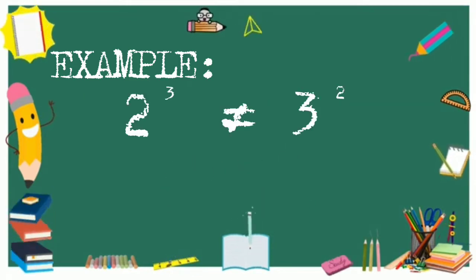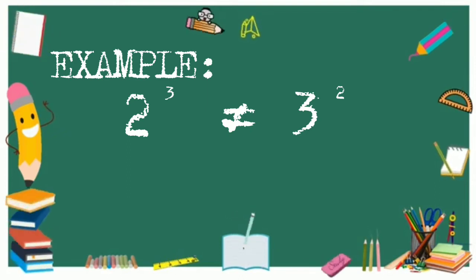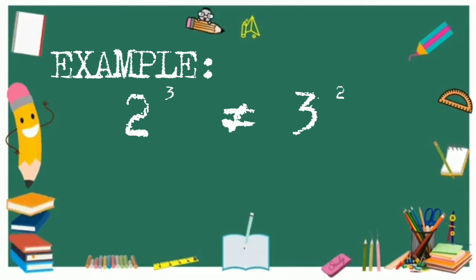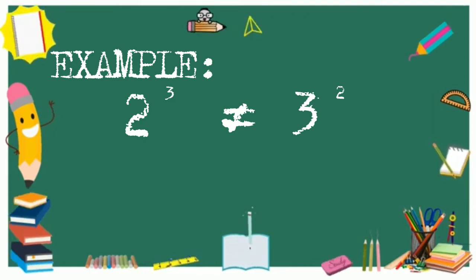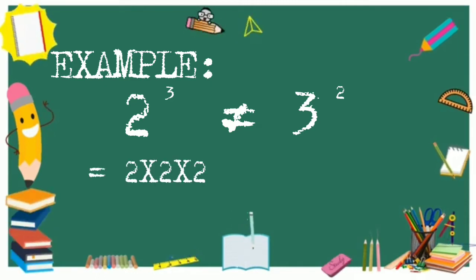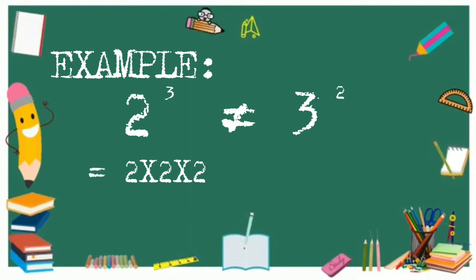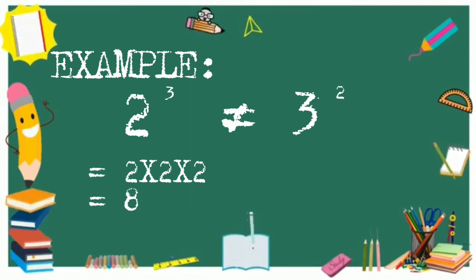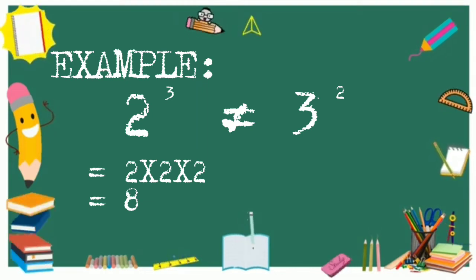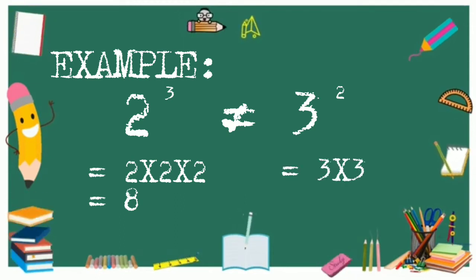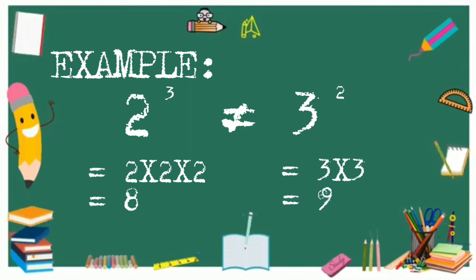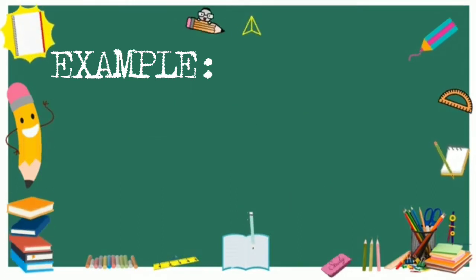Another one is this: 2 cubed, or 2 raised to the power of 3, does not equal 3 squared, or 3 raised to the power of 2. Since 2 cubed is equivalent to 2 times 2 times 2 and equals 8, while 3 squared is equivalent to 3 times 3 and equals 9. So we need to be careful about this.